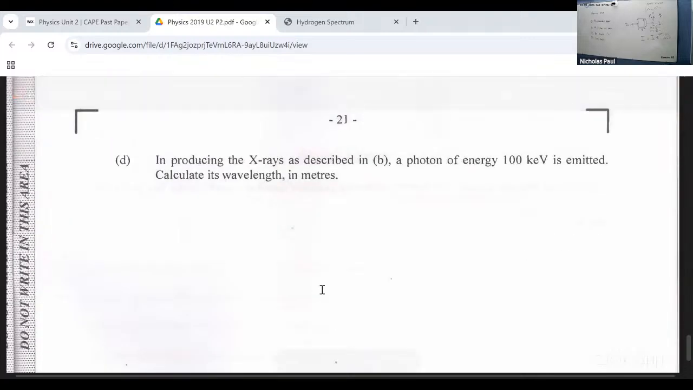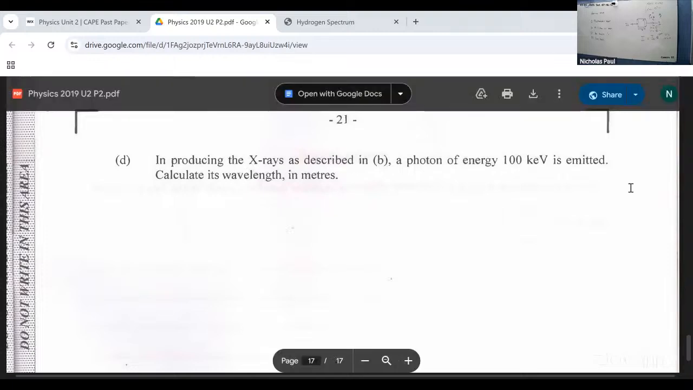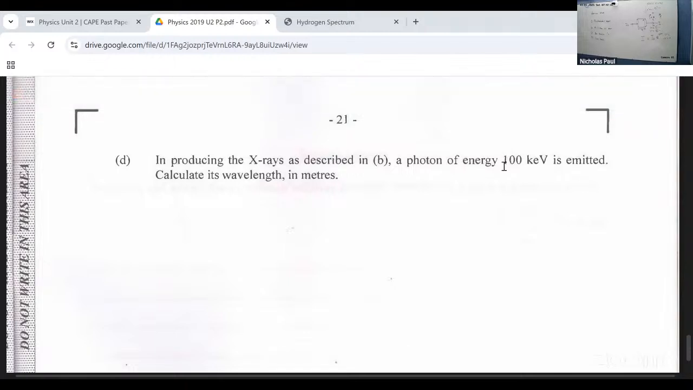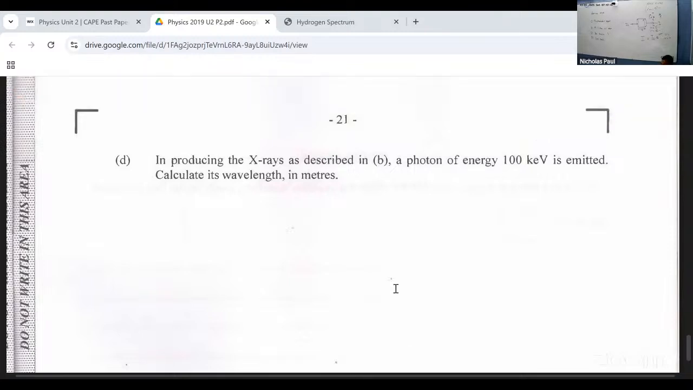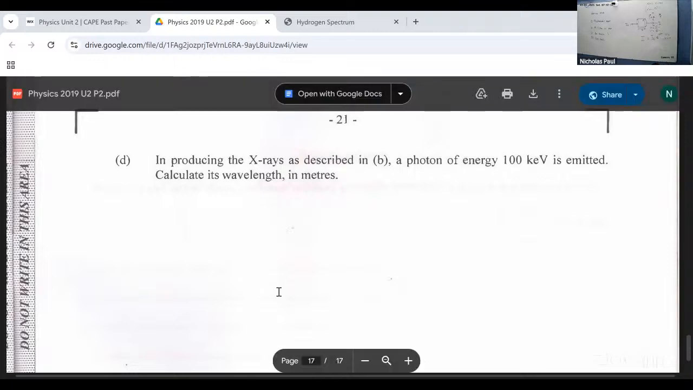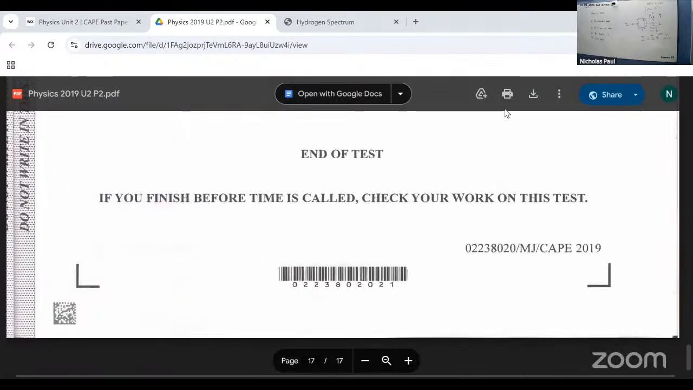All right, so 2019 has a graph, you did a whole one. What are we using here to find the wavelength? The energy, right? But we had to convert to what first? The joules, right? They already give you the energy, so you convert to joules.